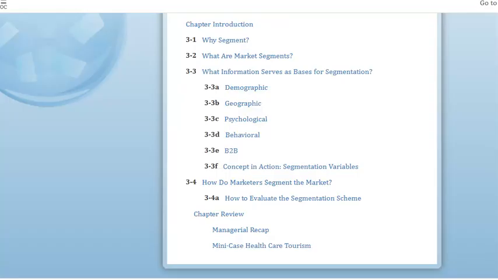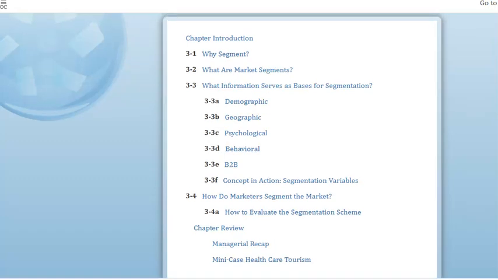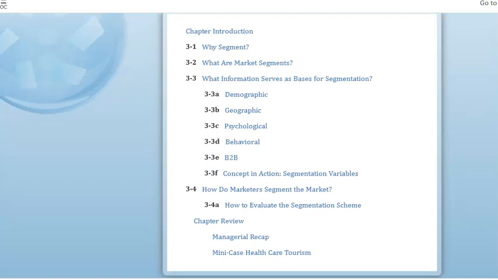I'll go to the text. Now, Chapter 3 is about segmentation, and actually how you do that as an actual exercise, if you will. So it explains a little bit about why you segment, but then it talks about what market segments are, and then what the bases are for doing segmentation. The two that we're going to be most interested in are demographic and psychological, but actually geographic, psychological, and behavioral are really something that go under a broader topic called psychographics.